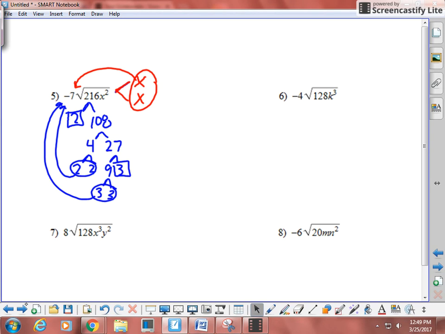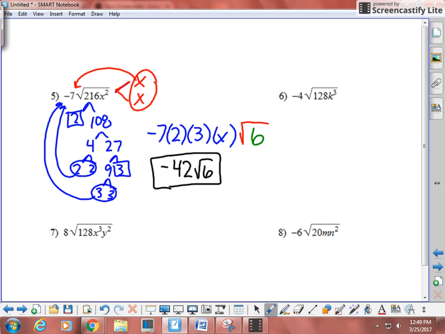So all the stuff that we're taking outside, that negative 7 is already starting there. Then we're taking out some 2s. Then we're taking out a couple of 3s. And then we're taking out some x's. So then, left inside of this is the square root of 6. Okay, so put this all together to get your final answer. And 7 times 2 times 3 gives me 42. So I have negative 42 root 6 as my final answer.